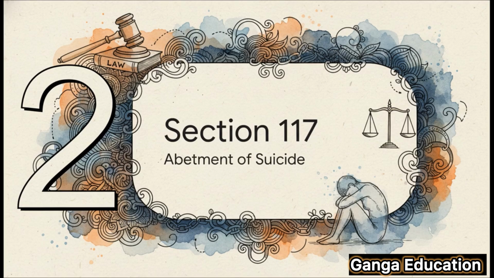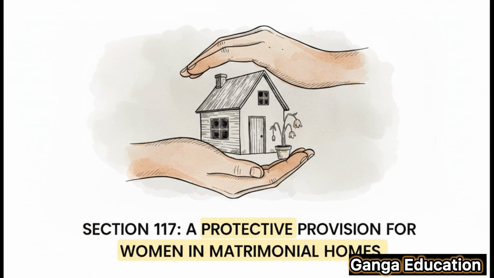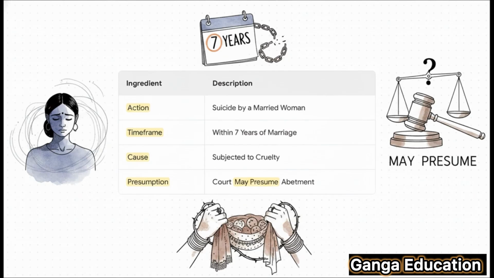This section deals specifically with the presumption related to the abetment of suicide. You see, this is a very important protective provision. It was created to address the serious and tragic social issue of cruelty that can occur within a matrimonial home. For court to apply this section, a specific set of circumstances or ingredients must be met.